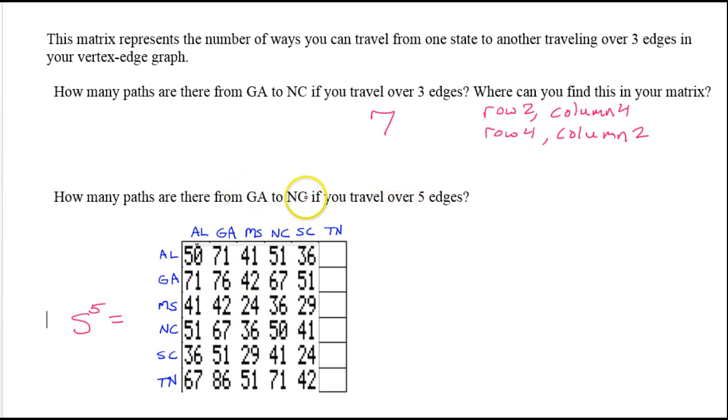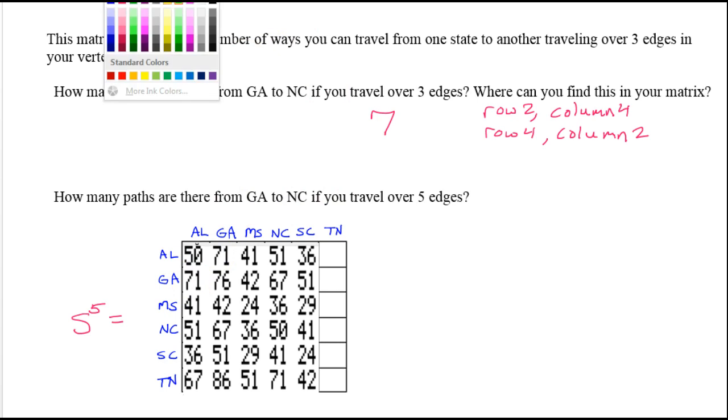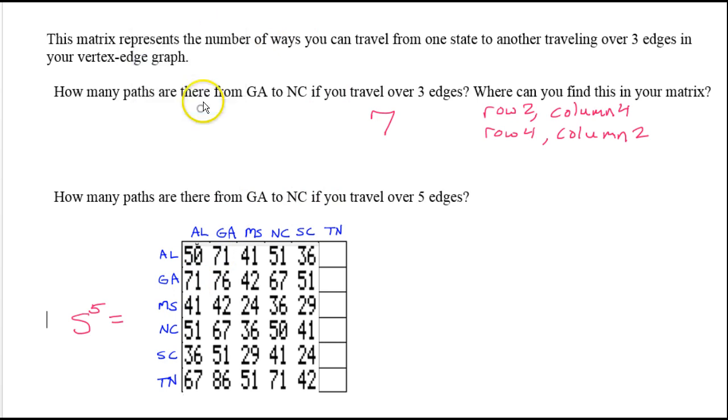So from Georgia to North Carolina, using 5 edges, we are clearly talking about this. Boom! 67. Or we could look here. Same thing. Alright, either way, there are 67 ways to go from Georgia to North Carolina on our vertex edge graph using 5 edges.